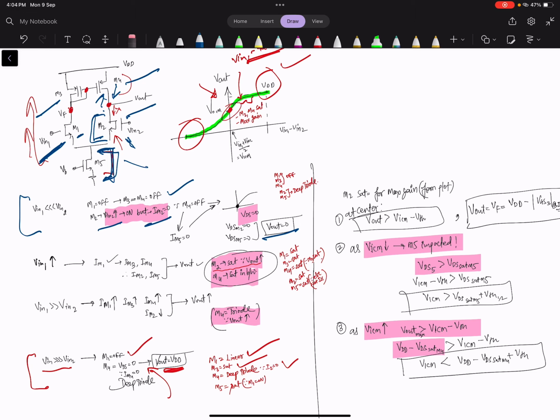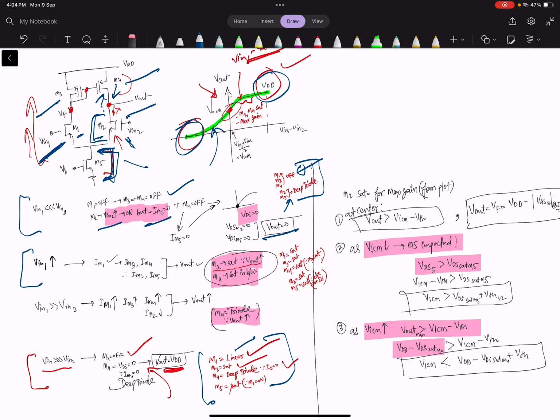Now when Vin is increased, in this region, I already mentioned that from here to here, if you compare the regions of operation, M1, M3, M4 are all off, and M2, M5 are in deep triode. Here, what is the state of M1? M1 is linear, so off to linear. Then you can see all the regions of operation.